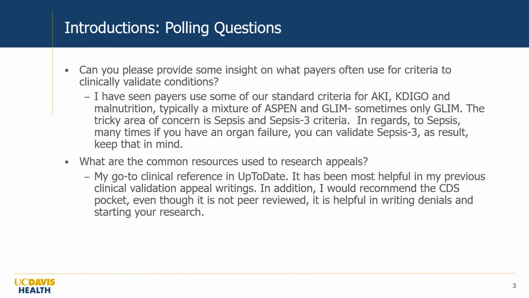For example, when we're talking about ASPEN versus GLIM, GLIM uses BMI and ASPEN does not. But a criterion that ASPEN does use that GLIM does not, which will make you think about BMI, is actually weight loss. Typically, some patients with extreme weight loss could have a lower BMI. So you want to think about what's similar and what criteria you can use to identify what's in GLIM versus what's in ASPEN.